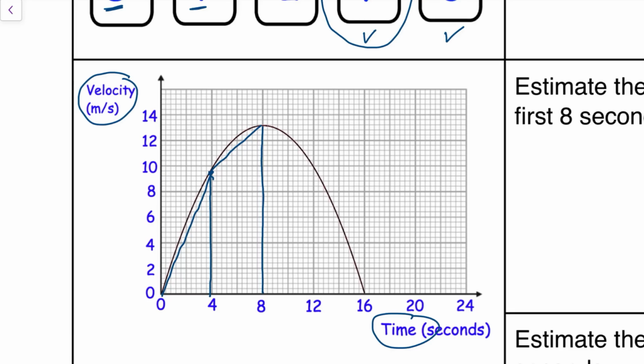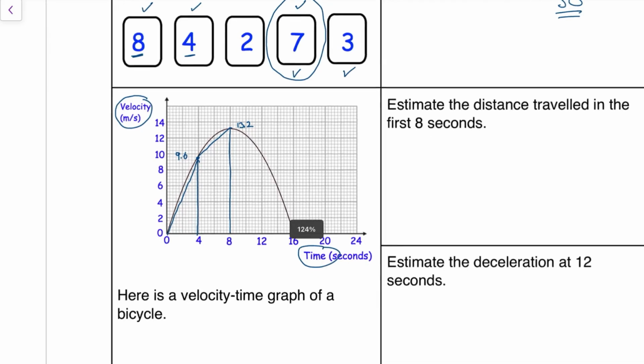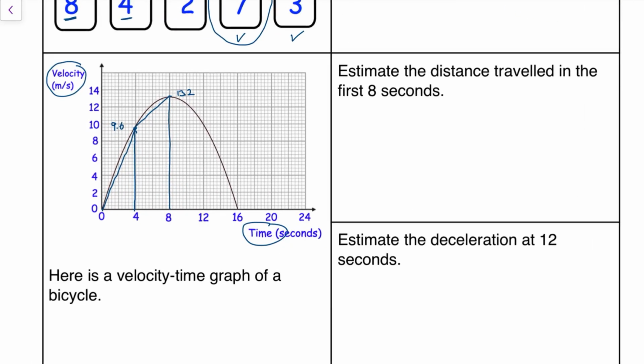Now, I mean, it's bad enough on an iPad, probably even worse on a screen, but each square is 0.4, so I'm going to say this is, and again it doesn't really matter, 9.6. And equally this is 12.4, 12.8, I'm going to say this is 13.2. Now, a good idea always to label what you're doing. So I'm going to call this area A and area B.